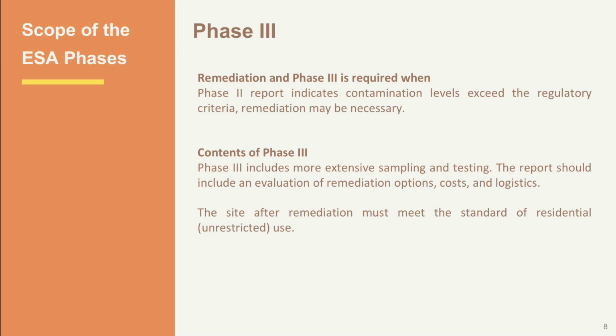Therefore, projects with known contamination sometimes will wish to move directly to Phase 3. The Phase 3 assessment includes more extensive sample testing than Phase 2, and the report will further include an evaluation of remediation options, cost, and logistics. The site after remediation must meet the standard of unrestricted residential use.